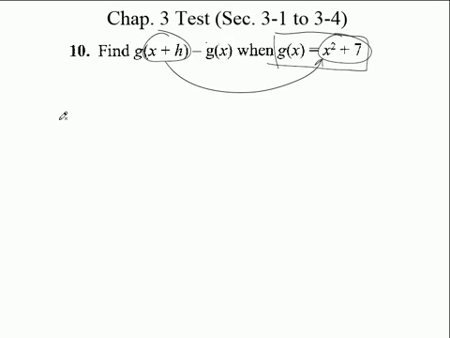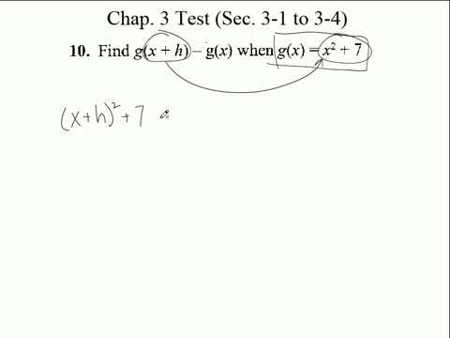Watch what we do. So instead of x squared, what's it going to be? It's going to be x plus h squared. Put it in parentheses, and then finish it off plus 7. That's g of x plus h. It's kind of like putting a 3 in for this. Instead of going 3 squared plus 7, it's what? It's x plus h squared plus 7.